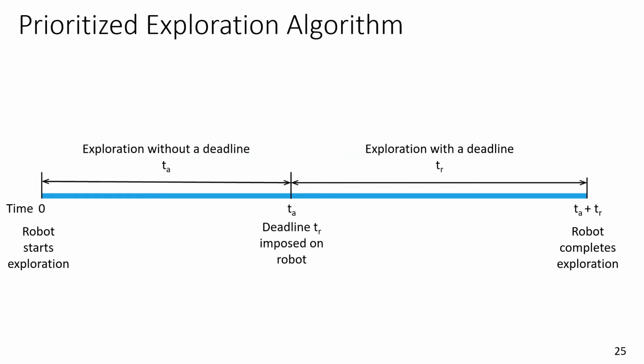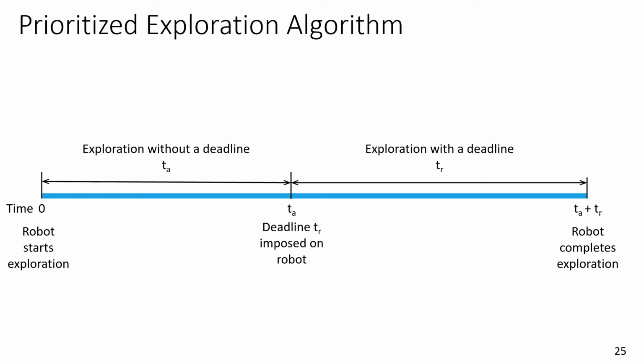We come to the third and final part of the three-stage method, the prioritized exploration algorithm. This algorithm has two parts, exploration without a deadline and exploration with a deadline. The first part, exploration without a deadline, begins when the robot starts exploring the unknown environment and continues as long as the deadline is not imposed on the robot. The second part, exploration with a deadline, applies after a deadline is imposed on the robot.